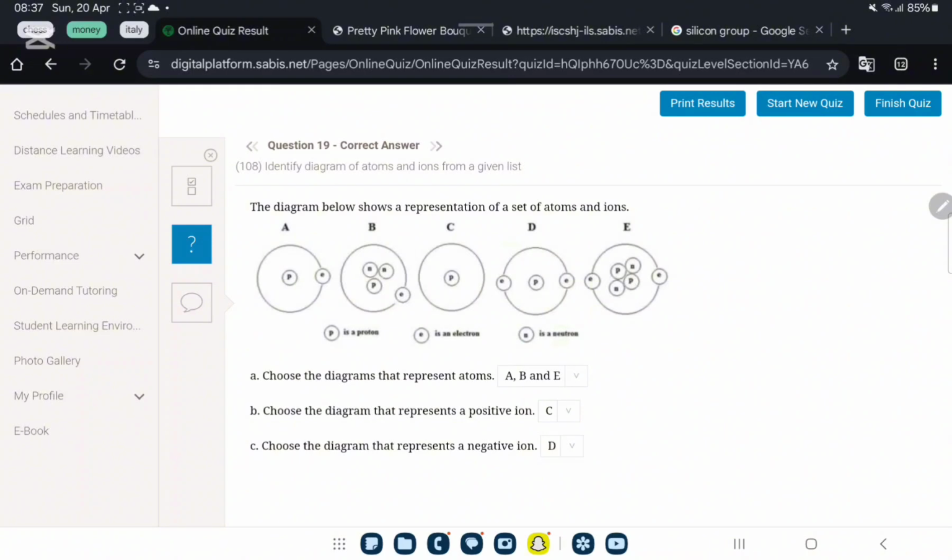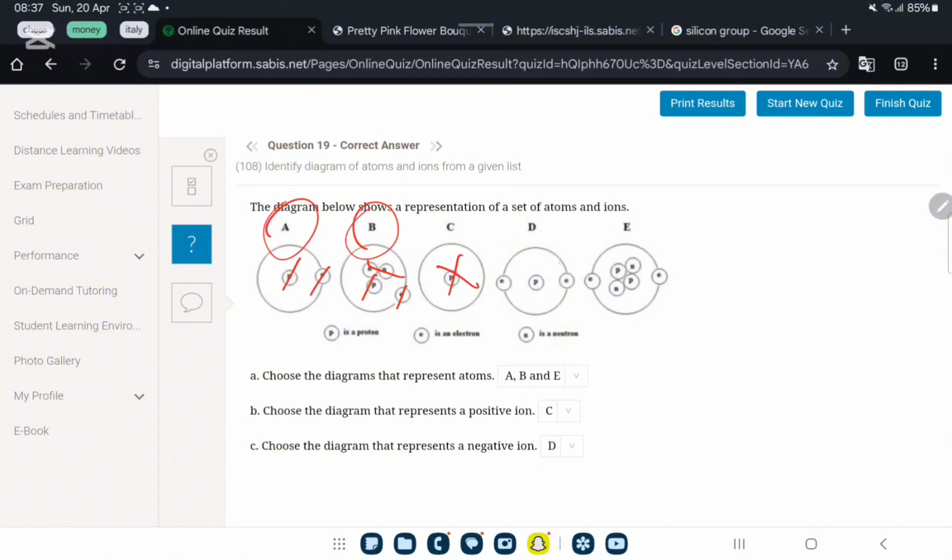Choose the diagram that represents atoms. So we want the protons and electrons to cancel. A is an atom. These are 2 neutrons, so they cancel anyways. P and E, the 1 proton and 1 electron, they cancel, so B is an atom. This one doesn't have any electrons, so it's immediately an ion, so wrong.